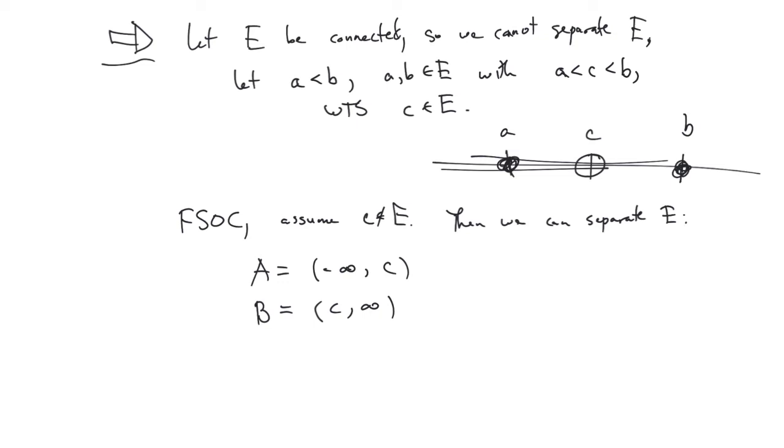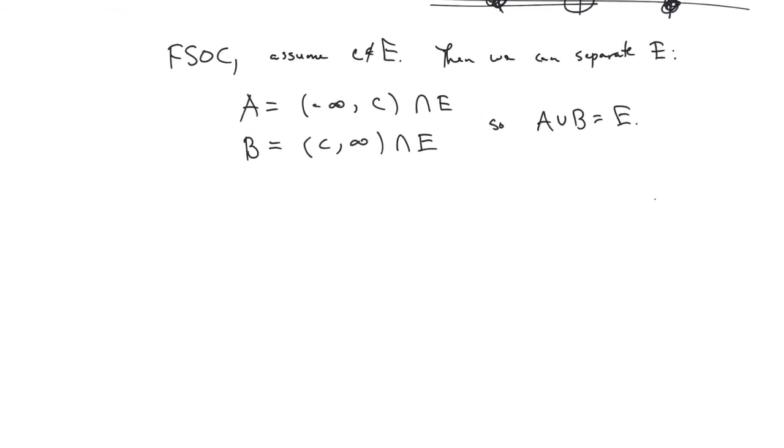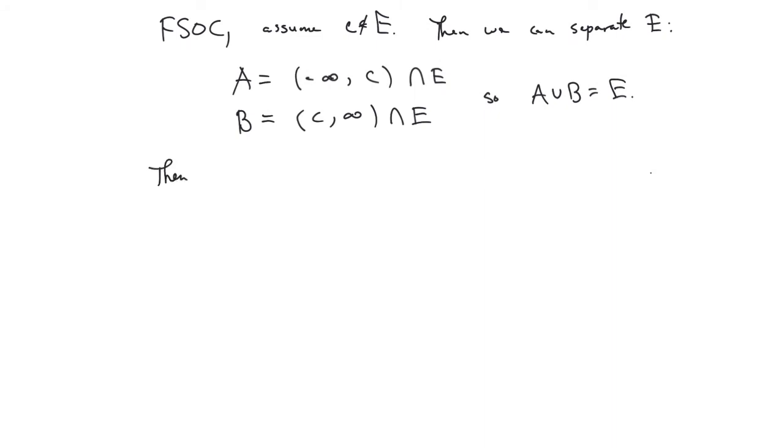Do we intersect them both with A? Yeah, intersect with E. This is the same thing we did with the Q example, right? You only want the points from E so that when you take the union, you don't get too much stuff. You just get E, all right? Then A union B is all of E. You miss out on the point C, but I'm assuming for the sake of a contradiction that C is not in there, so you don't miss out on C. All right, but then we can show exactly like in the examples. A bar intersect B. What's that? This is the interval minus infinity to C.